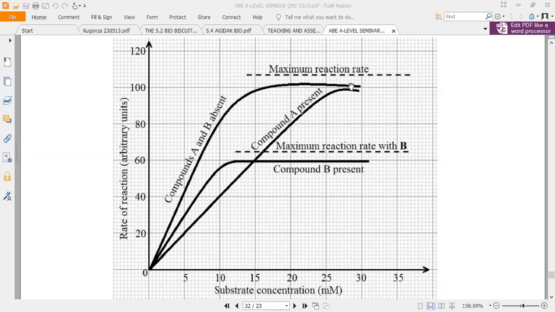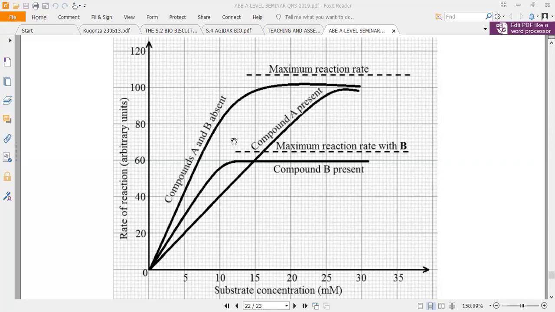So it means that compound A is not all that aggressive at preventing the reaction from taking place when we increase our substrate concentration.